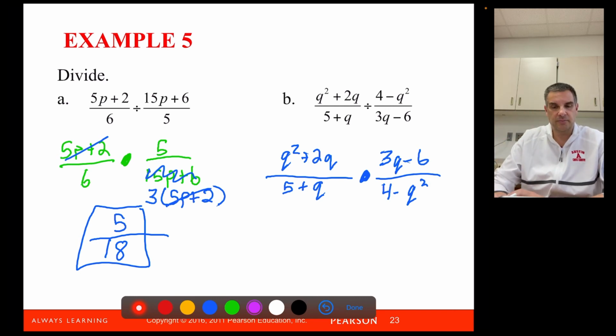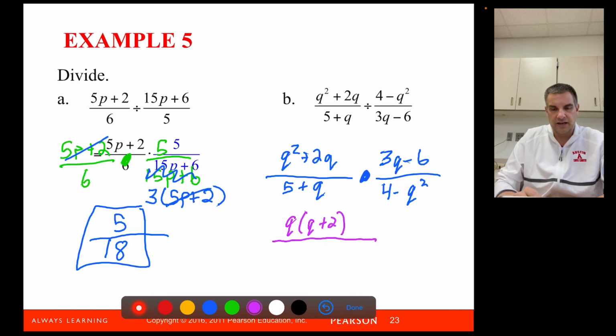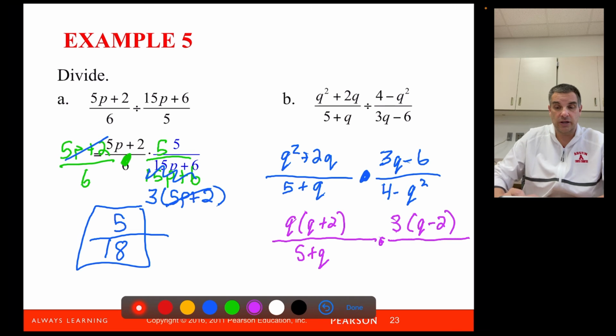Now we need to factor everything that can be factored. So q squared plus 2q, 2 terms, GCF is q. And then that's q plus 2. Nothing I can do with the 5 plus q, so I'm just going to rewrite it down. Times 3q minus 6. They have a 3 in common, and that leaves me with q minus 2. 4 minus q squared, that's a difference of squares. So that's, oops, sorry. The square root of 4 is 2, square root of q squared is q, so 2 minus q, 2 plus q.